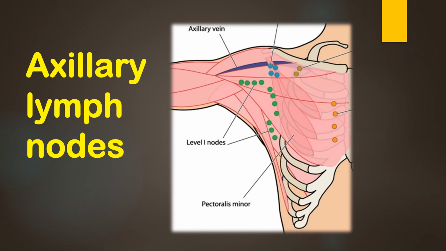In this video, I am going to talk about axillary lymph nodes. Axillary lymph nodes, which are about 20 to 30 in number, drain the lymphatics from the upper limb, most of the mammary gland, and cutaneous lymphatics from the trunk above the level of umbilicus. Once again, I will repeat. It drains lymphatics from the upper limb, most of the mammary gland, and cutaneous lymphatics from the trunk above the level of umbilicus.